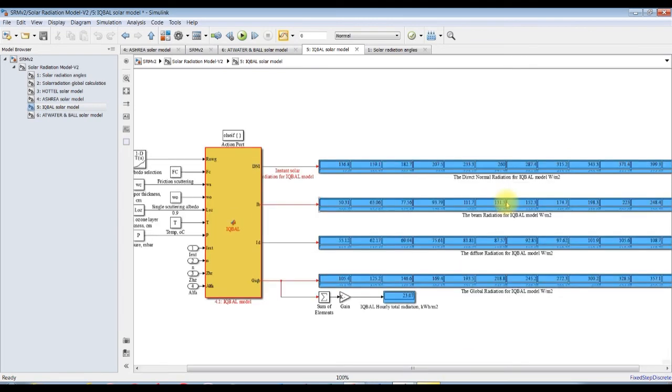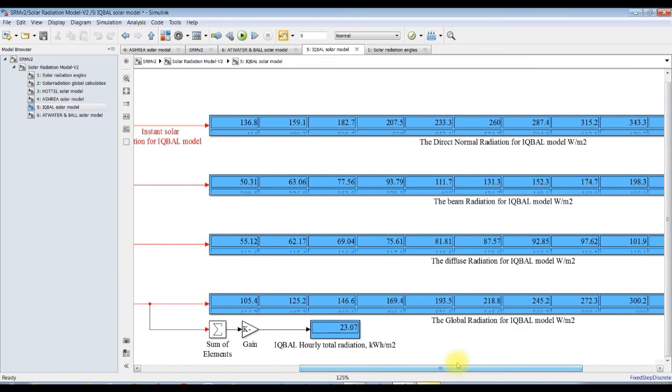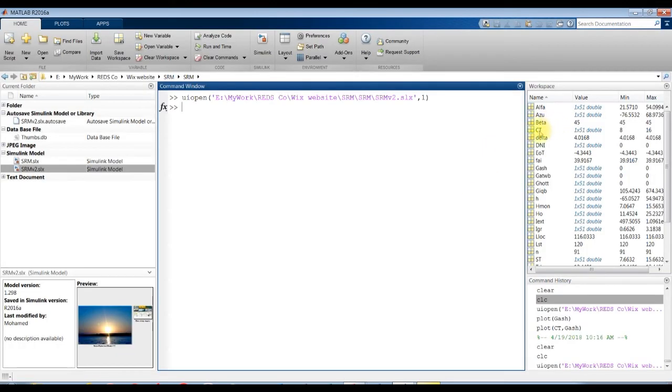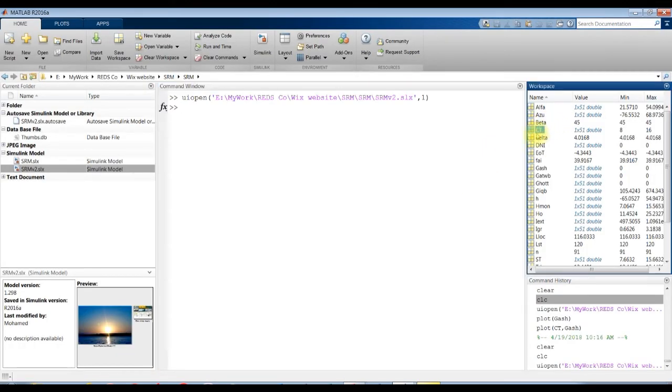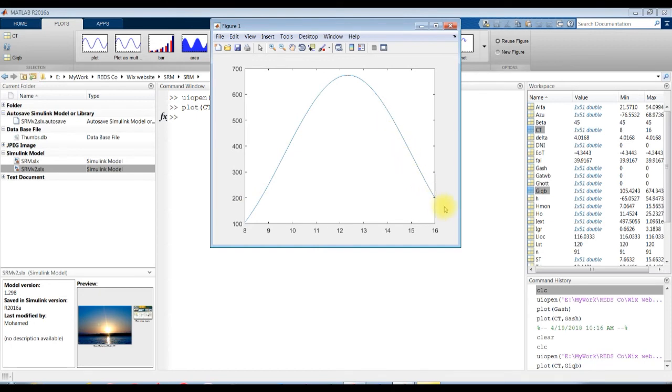Yes, it can estimate here direct normal radiation, beam radiation, and diffuse, and this is the global. Suppose we are going to draw our results with time. Current time, and this is global. Let's go for this sine curve from 8 up to 4 afternoon. I think this is our peak.